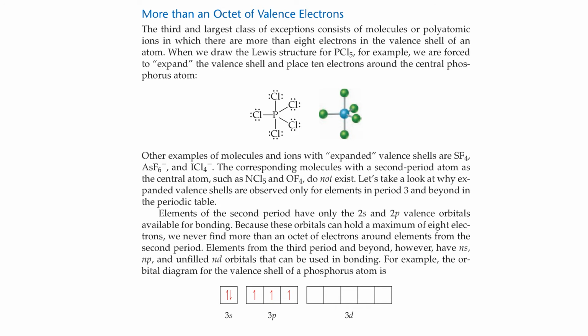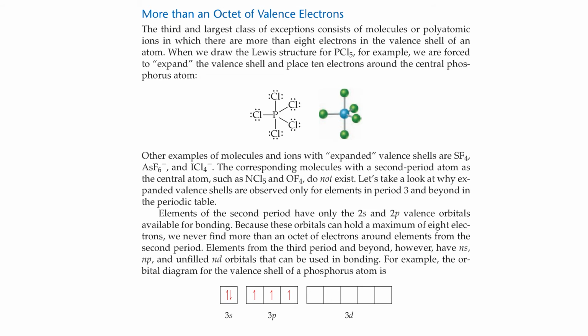The corresponding molecules with a second period atom as the central atom, such as nitrogen pentachloride or oxygen tetrafluoride, do not exist. Let's look at why expanded valence shells are observed only for elements in periods 3 and beyond in the periodic table. Elements of the second period have only 2s and 2p valence orbitals available for bonding. Because these orbitals can hold a maximum of 8 electrons, we never find more than an octet around the elements from the second period. Elements from the third period and beyond, however, have ns, np, and unfilled nd orbitals that can be used in bonding.